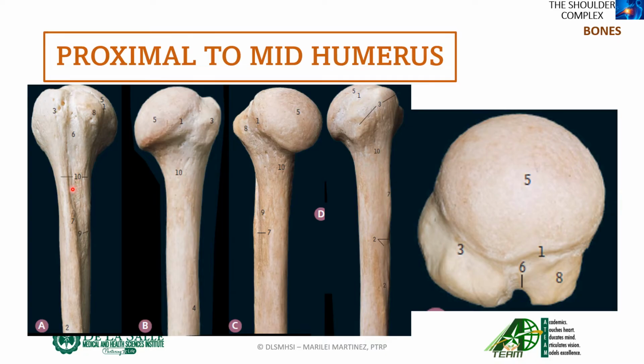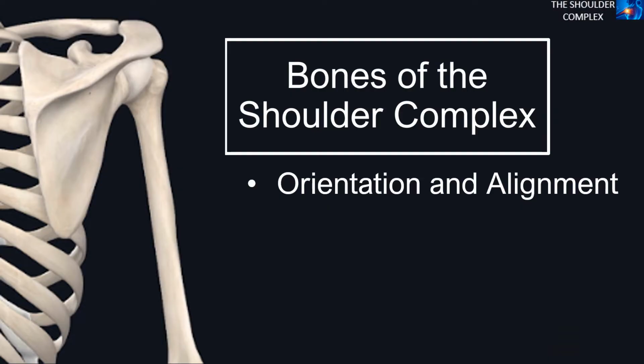Therefore, sometimes if there is a fracture on the surgical neck, the commonly injured nerve or the associated injury will be an injury to the axillary nerve because of its close proximity with the surgical neck. We are now done with the different bony landmarks of the different bones of the shoulder complex. Let's now proceed with the orientation and alignment of these bones.